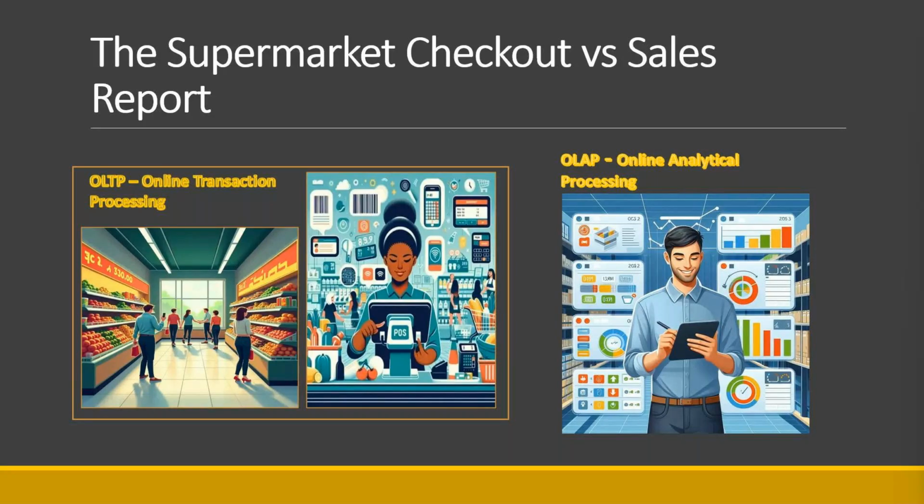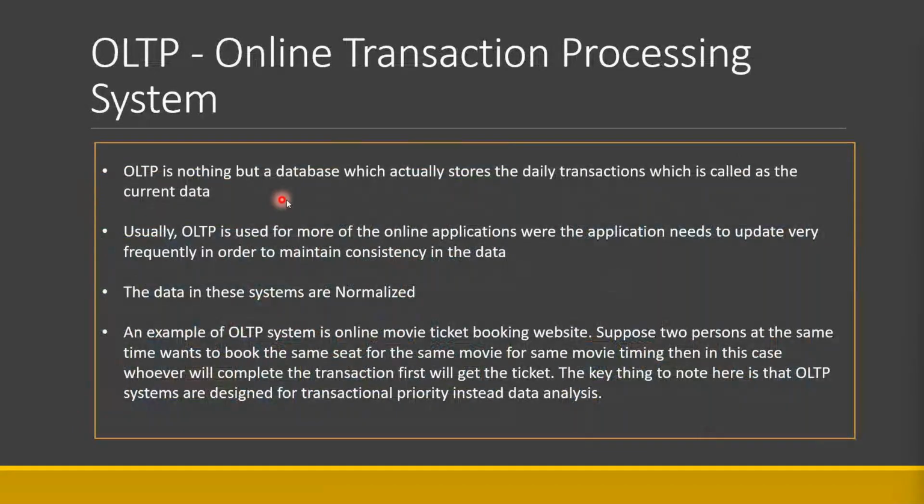Okay, cool. So now let's see the definitions, or maybe this slide you can utilize for getting a clearer picture about what is OLTP and what is OLAP. OLTP, or online transaction processing system, is nothing but a simple data warehouse which actually stores the daily transactions. This is mostly used in online applications where the application needs to update very frequently, just to maintain the consistency in the data.